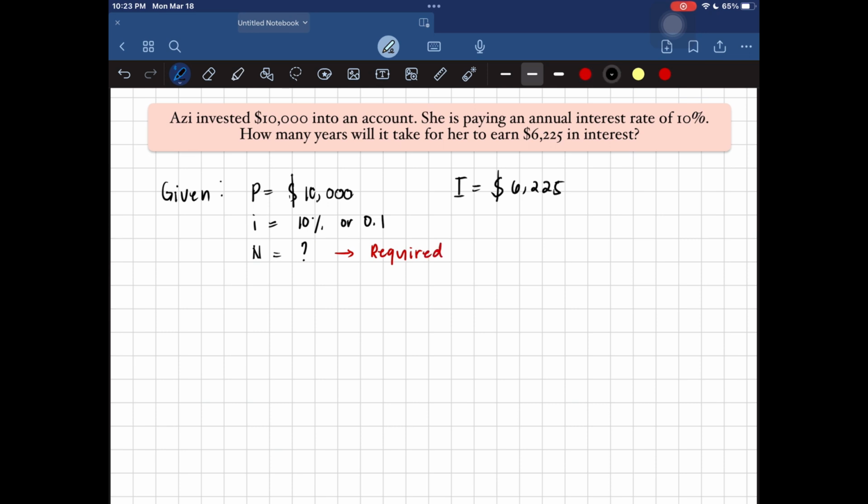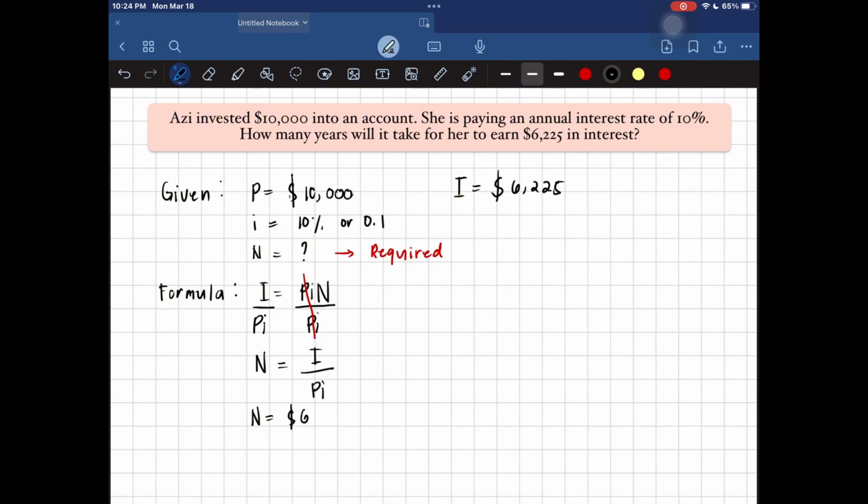So the main formula of our problem is the uppercase I is equal to P lowercase I N. Since we are tasked to find N, then we need to divide both sides of the equation by PI in order for us to get the N. So we now have our final formula: N is equal to I over PI. Now we just have to follow the given formula and substitute the given values.